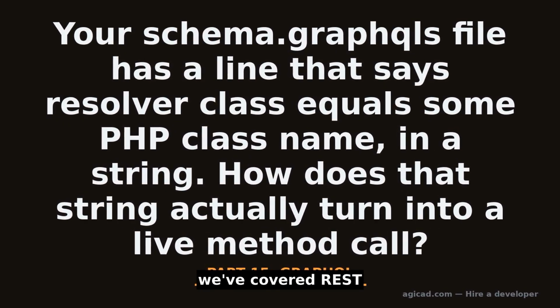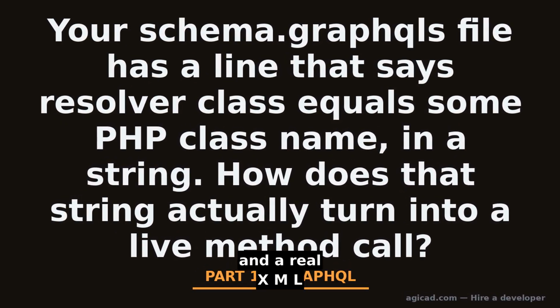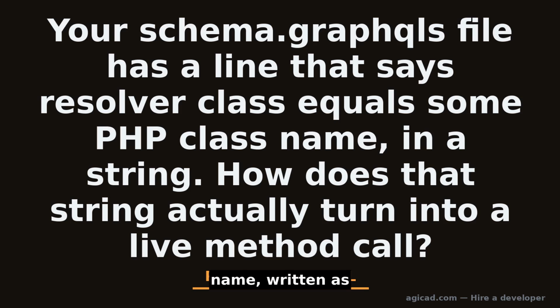14 parts in, we've covered REST through webonyx.xml and a real router matching a URL to a service contract method. GraphQL is a completely different front door into the same Magento, and today we trace it start to finish, from an incoming HTTP request to the exact line of real framework code that turns a resolver class name, written as plain text inside a schema file, into an actual, live PHP method call. Every file and every line comes from a real git checkout of the pinned 2.4.9 tag.